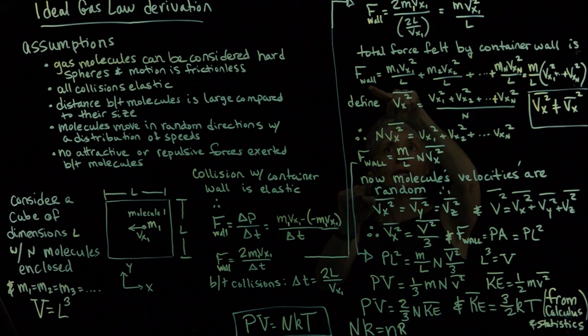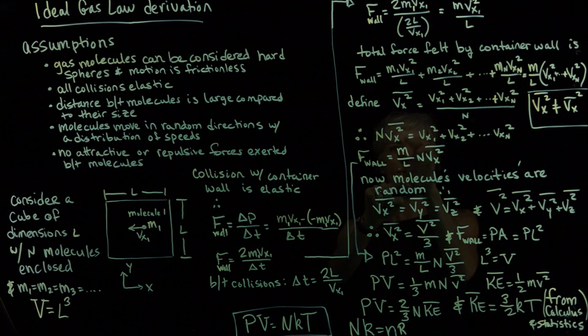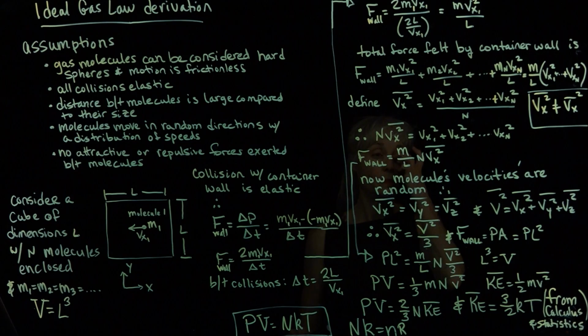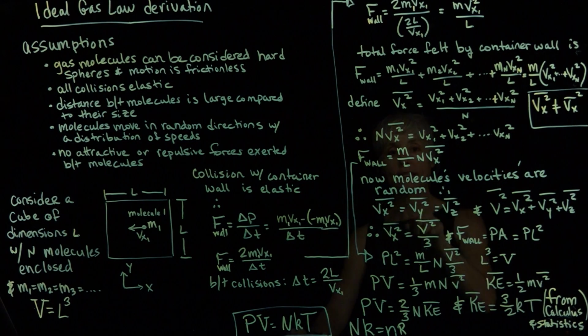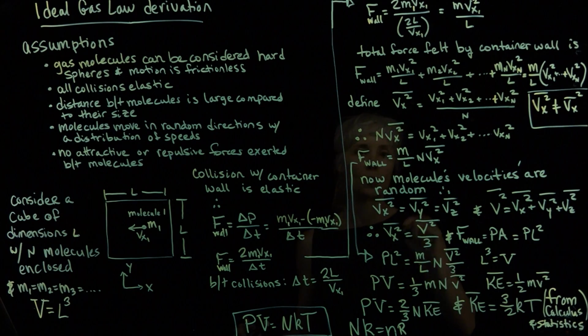The force exerted by the container wall then is going to be m divided by L, and now substituting in this parentheses right here is the left-hand side. This is m Vx squared averaged. Now, the molecules' velocities are all random. Therefore, I can say that the x velocity squared and averaged is equal to the y velocity squared and averaged is equal to the z velocity squared and averaged.